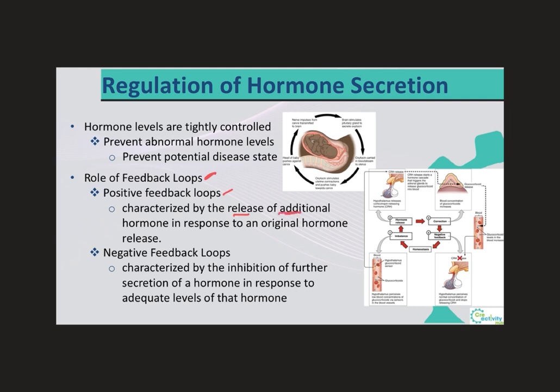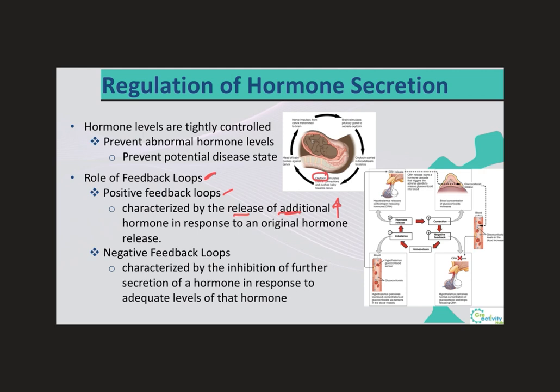An example is oxytocin during labor. So you want to have more oxytocin released so that you can have more uterine contractions so the fetus can come out, and the faster it comes out, the better it is, right? So this is your positive feedback loop.